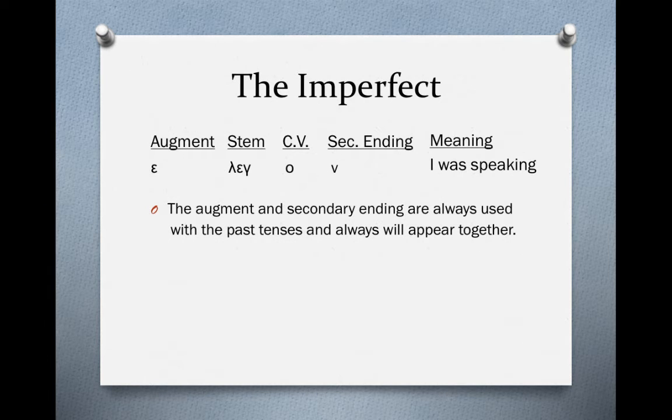The augment and the secondary ending are always used with the past tenses, and they will always appear together. So what we're saying is the augment, the epsilon in this case, along with the secondary ending nu for the first person singular, they're always going to go together. The augment always goes with the secondary ending because both of them always signify a past tense. For consonants, the augment is going to be epsilon. So we start with lego, that's the lexical form, and then in the imperfect tense it would be elegon. The augment plus the secondary ending, and that would be I was speaking.